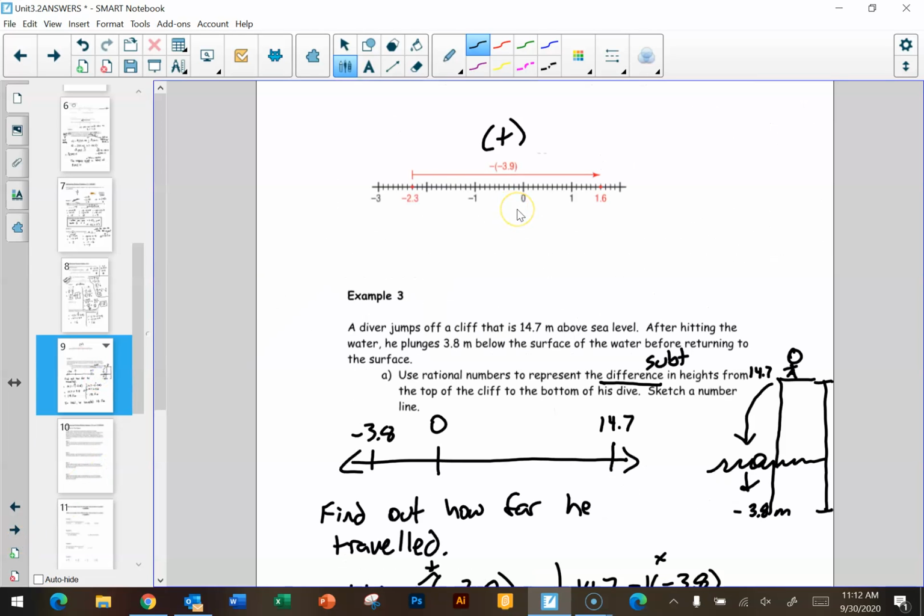Again, if you understand adding rational numbers, that is adding integers, adding decimals, and adding fractions, you really shouldn't have any problem with subtraction. Just watch your signs, okay? I should put that up here on every page. Watch your signs. Okay, look at those negatives.